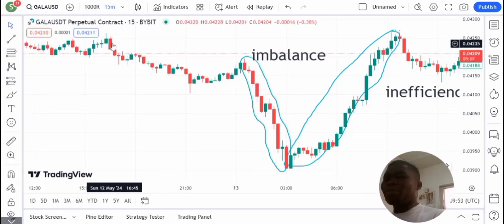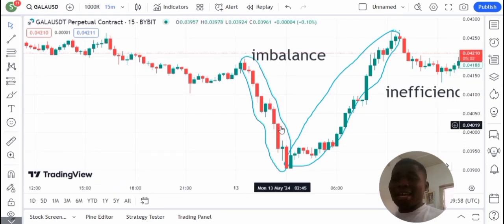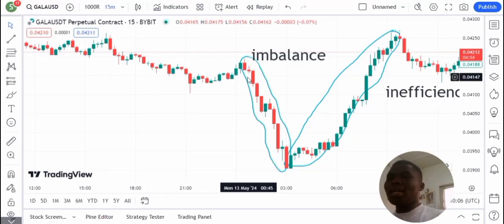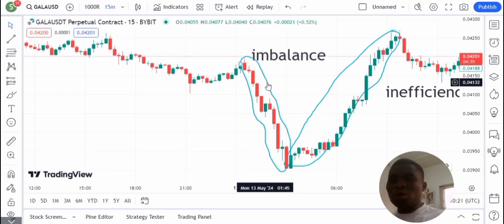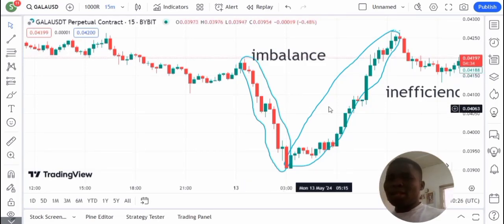When you look closely, you see that price goes from here to here, and it creates what they call an imbalance. All these things are called an imbalance. So when you want to enter your trade, you won't enter where there is no imbalance, nor inefficiency, because these two things are what will give you an idea, an expo on how to enter your trade. You must see these two things, imbalance and inefficiency.